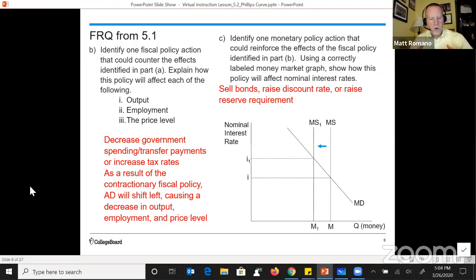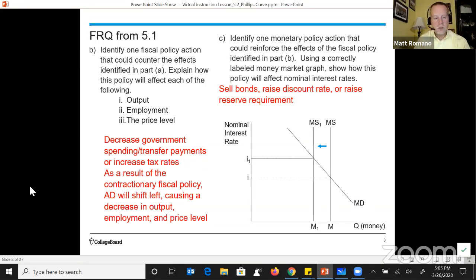So we're looking for a contractionary policy, in this case, a contractionary fiscal policy. And that's one piece of attention to detail that you've got to make sure you have in mind. Are we talking fiscal or monetary? Here we're talking fiscal. So to apply contractionary fiscal policy, they can do really 3 things. They can decrease government spending, they can decrease transfer payments, or increase tax rates. Any of those are going to put the brakes on the economy.